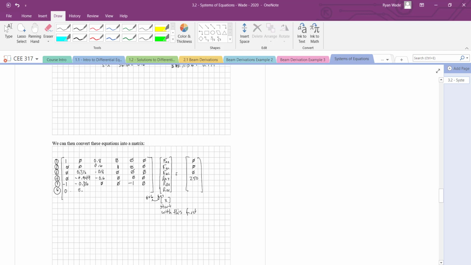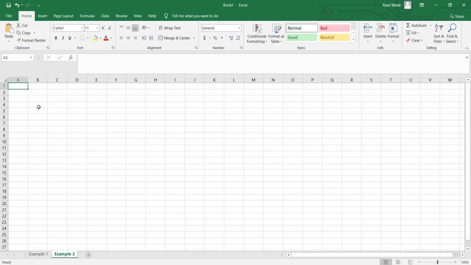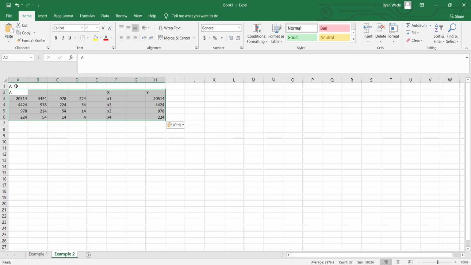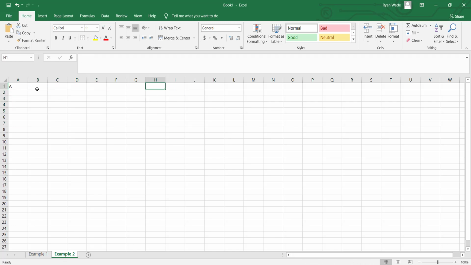0.949, 0, 0, 0, 1, and then these are both equal to 0. So now I've set up a system of equations in order to solve for that truss. If I go into Excel and put them in, I'll call this my A matrix. I think I already have that set up somewhere. Okay. My A matrix is going to be a 6 by 6 matrix.